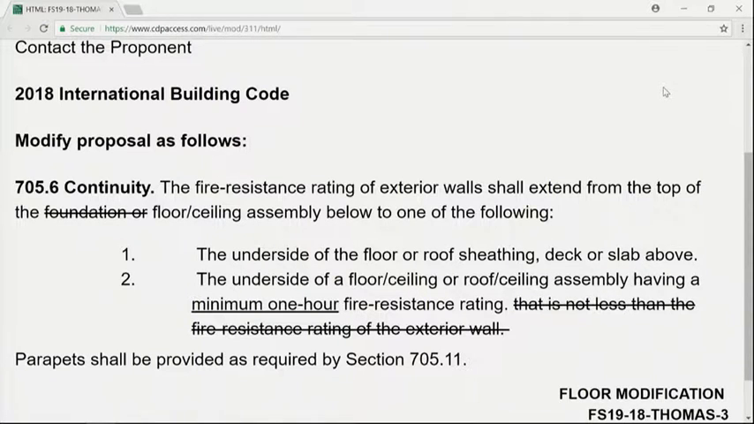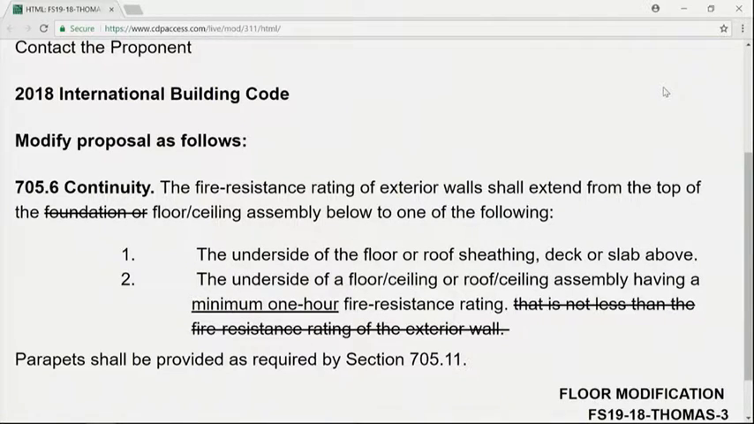The main problem I've got with this one is the first sentence there now says shall extend from the top of the floor ceiling assembly. A floor ceiling assembly is one thing. It's not two different things. It's not a floor or a ceiling. It's a floor ceiling assembly. So if you're talking about from the lowest level, it's got to be a foundation or something of that effect. It can't be the floor ceiling assembly. I'm assuming that would be at the top of the building.